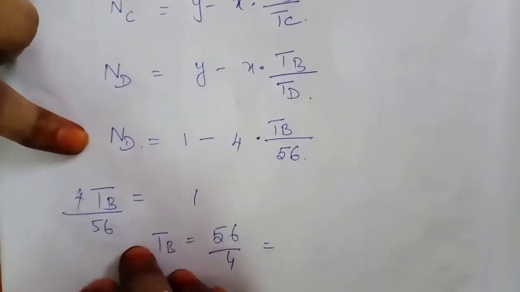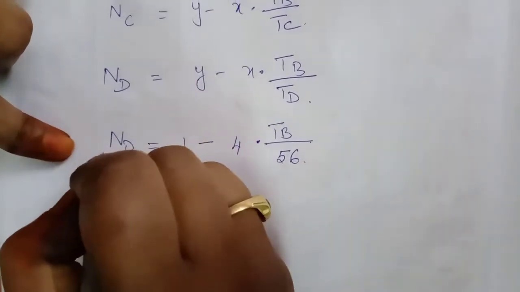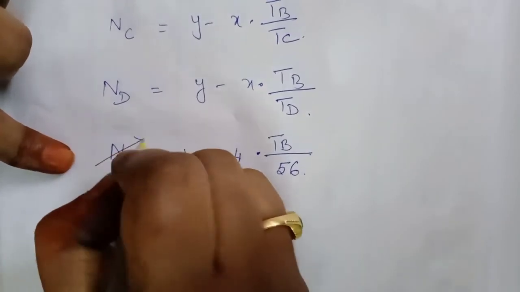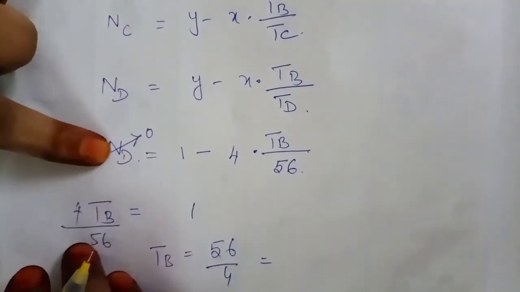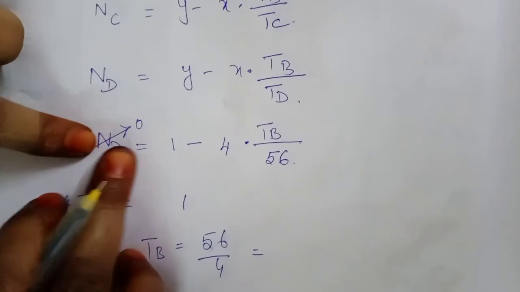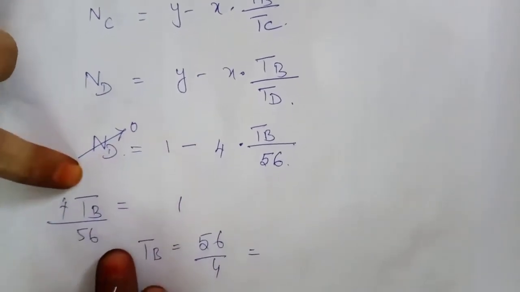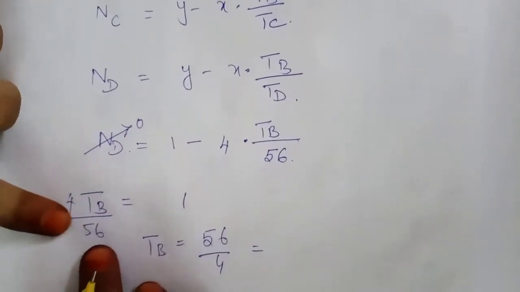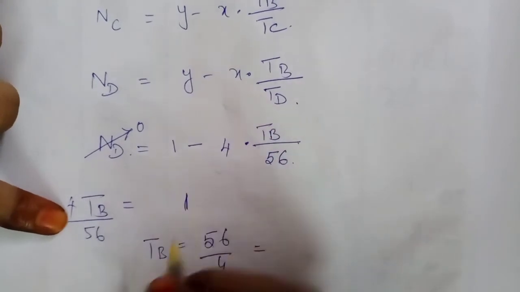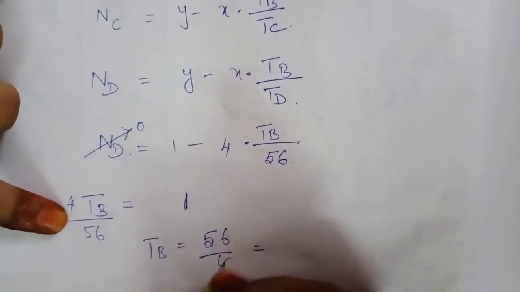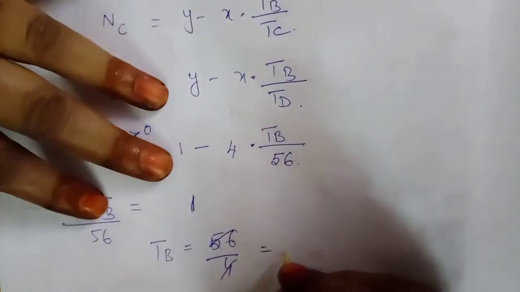By solving this, they have given the condition in the question itself: ND becomes 0 because D is stationary. So the left side is 0, and automatically you will get 4 TB by 56 equal to 1. Then TB equal to 56 by 4, so you will get 14.